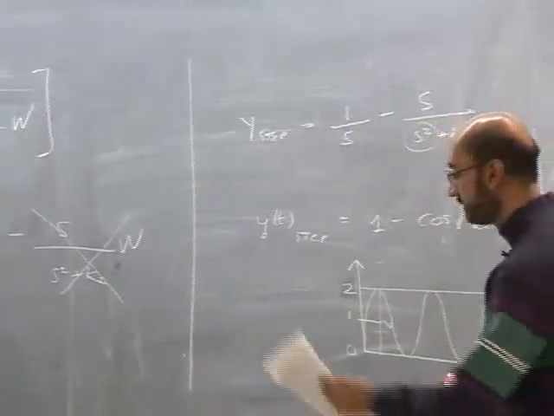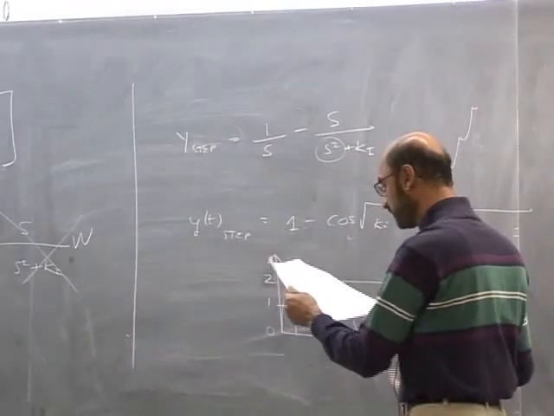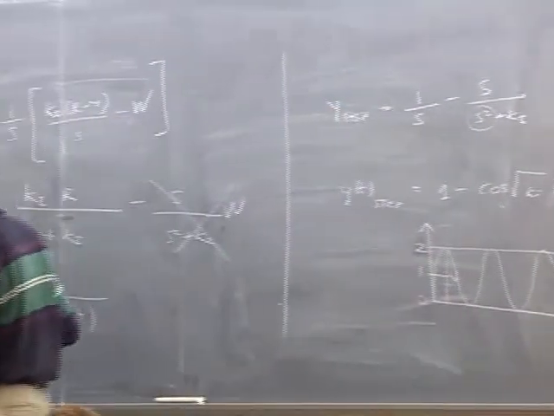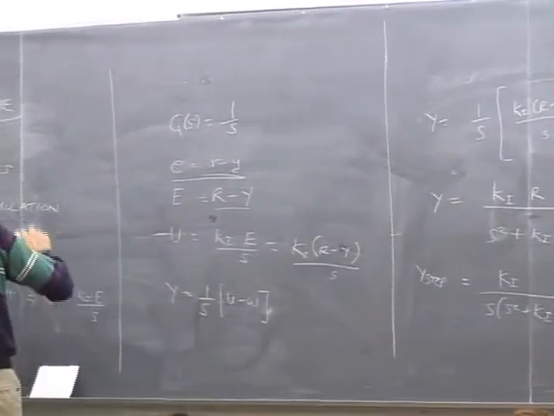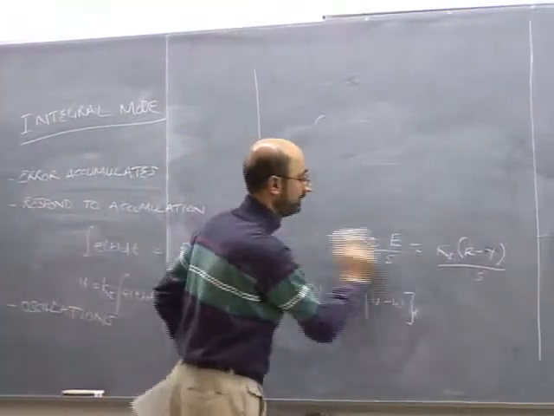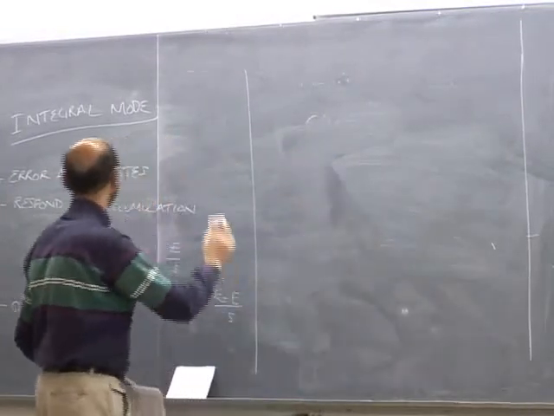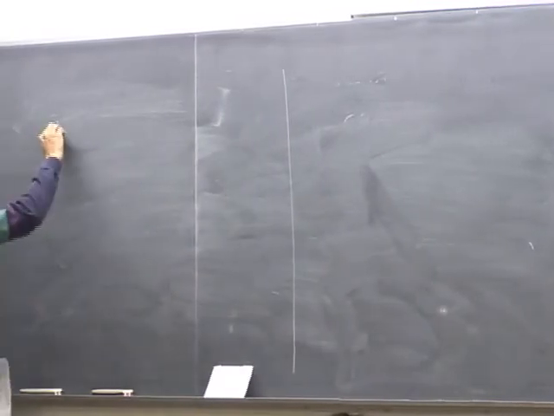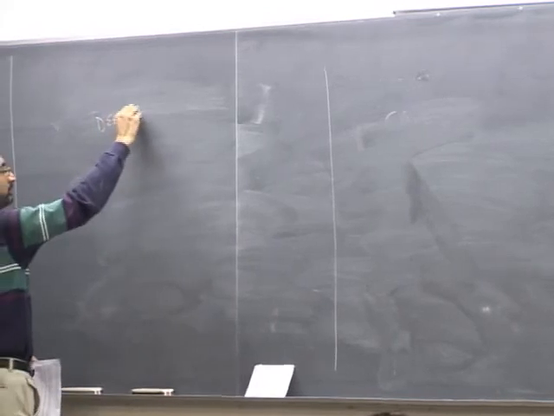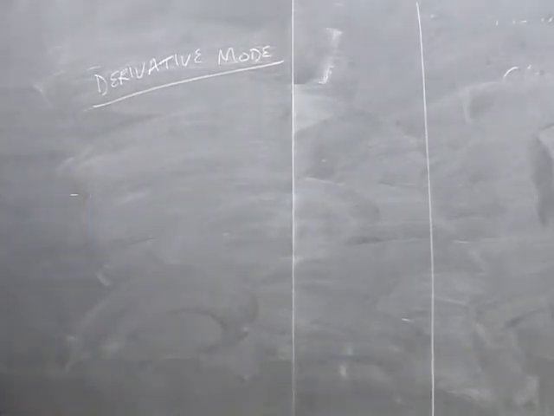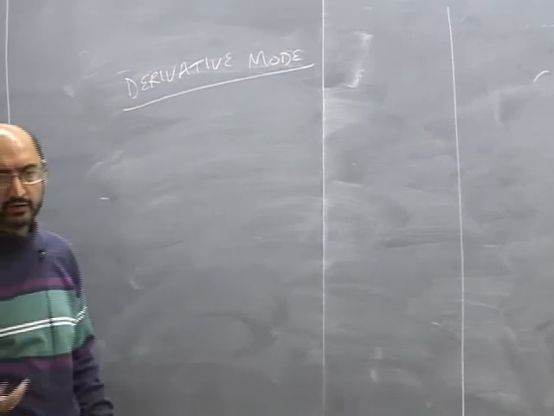Okay. Let me just spend a moment on derivative mode control, and then we'll probably finish that up next time. Let me explain what's going on first intuitively. In derivative mode, you want to be sensitive not just to the actual value of the error, but to the rate of change of the error.